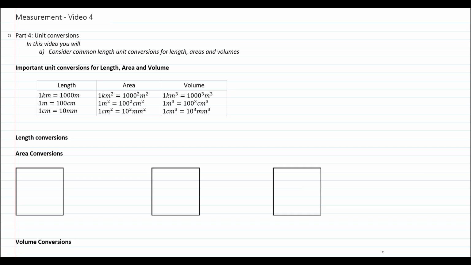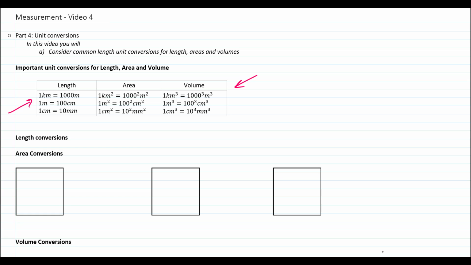In this video we're going to consider some common unit conversions for lengths, areas and volumes. This will be really important for this current topic on measurement that you're doing. So let's have a look at our main table, and this one will be really important. There's a table with all of the important units that you'll see in our conversion states.